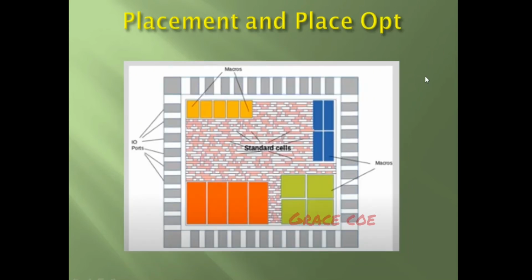So next part is placement and place opt. So here in an IC there are actually millions of tiny standard cells. So the tool will determine the location where the macros have to be placed, and it places them so as to optimize the power, area as well as timing.